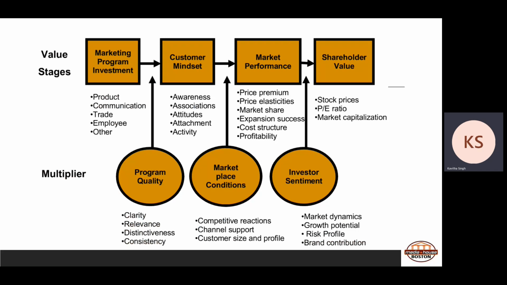Expansion success. So if a product line is expanding, it's the success of that expansion. When I say the expansion of a product line, what I mean is, for example, you have Coca-Cola, then you have Coke Light, and then you may have something else. The same goes for a soap, right? You will have Dove soap, the original. Then you'll have one with the lavender fragrance. Those are called line extensions, right? Cost structure and profitability all speak to the market performance.